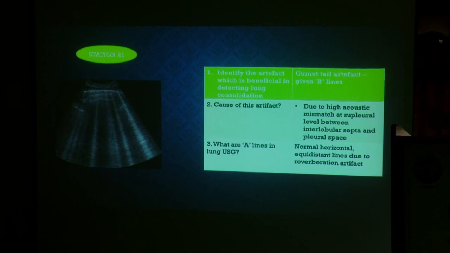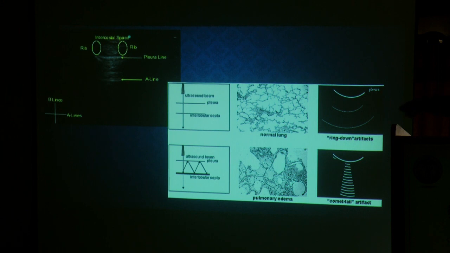What are A lines in lung ultrasound? They are normal horizontal equidistant lines. These are normal lines, A lines. But B lines are abnormal lines.